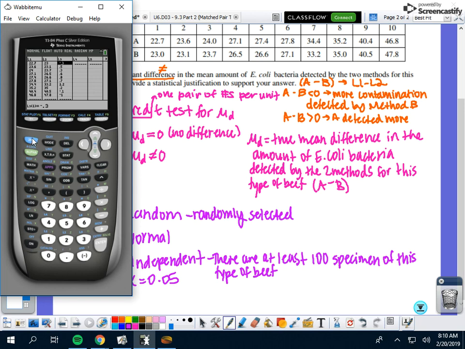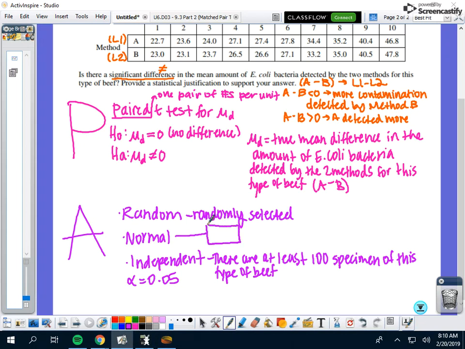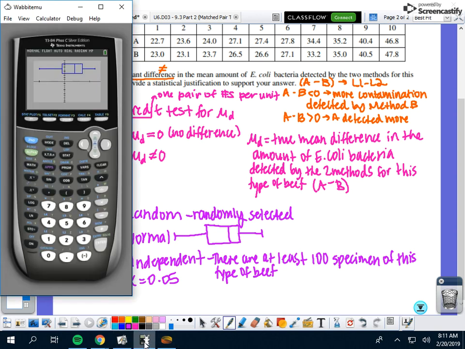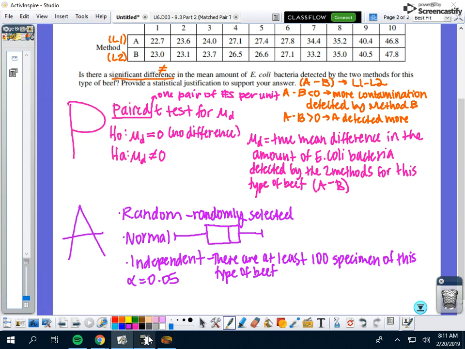So we're going to hit second y equals, and then make sure only plot 1 is on. Plot 1 on, choose the box plot with the dots, and then second number 3 to turn that into L3, because we only care about the differences now. So zoom 9, and that's my box plot. I'm just going to do my best job at drawing it. It's all right. And then I'm going to say no strong skew or outliers.